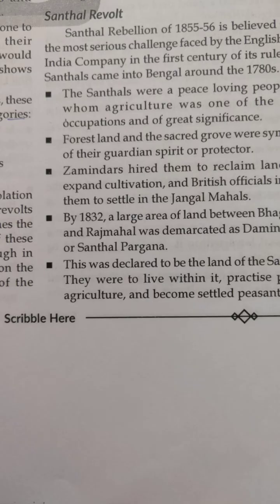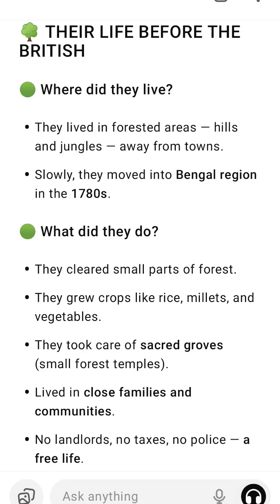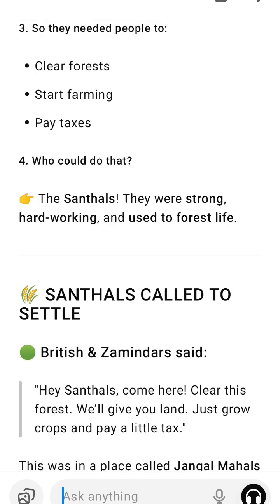Absolutely. Here's a great, deep, detailed and very simple summary of the background of the Santhal Rebellion, 1855 to 56, written for complete beginners in the easiest English, like a beautiful story. 1. Who were the Santhals?